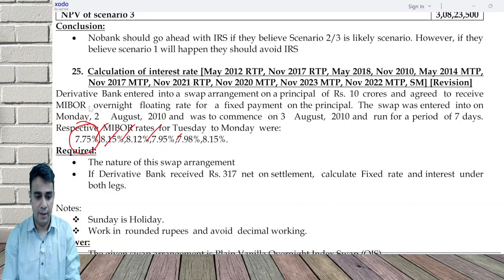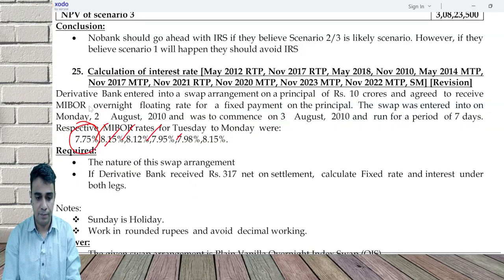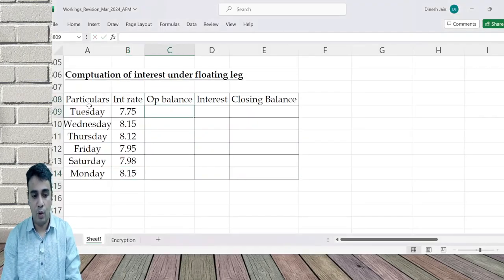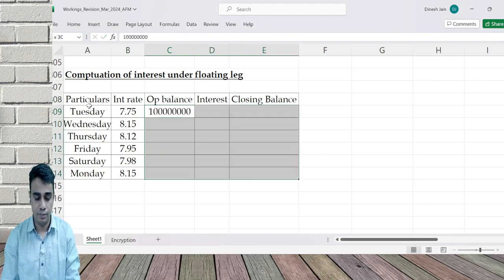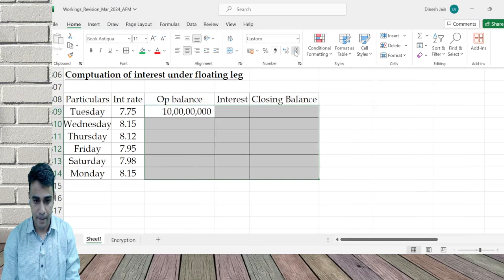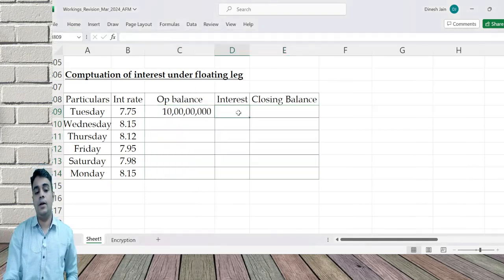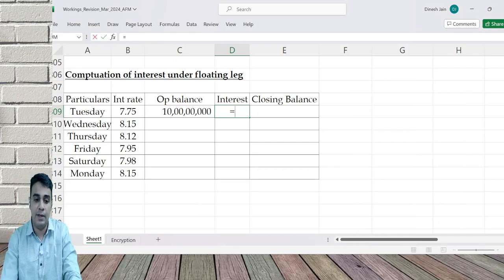The rates are 7.75, 8.15, 8.12, 7.95, 7.98, 8.15. The original amount is 10 crore. On 10 crore, I'll first pay interest for 1 day at what rate? 7.75%.